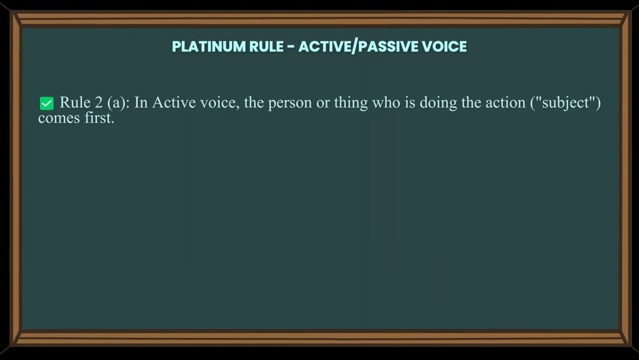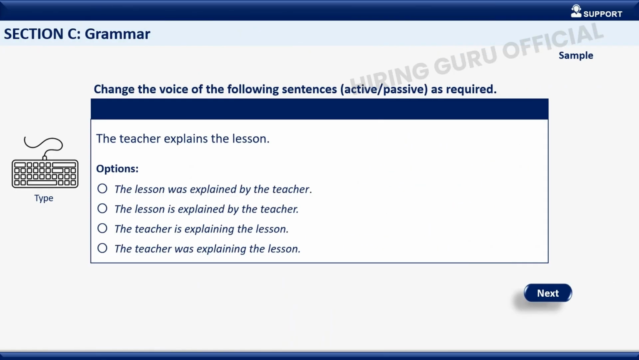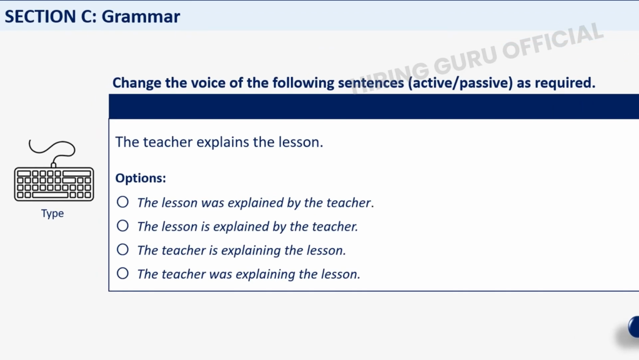Rule number 2. In the active voice, the person or thing who is doing the action, which is called the subject, comes first. But in the passive voice, the person or thing receiving the action, which is called the object, comes first. Let me explain this through an example. In the active voice, the sentence says, the teacher explains the lesson. In the passive voice, it will become, the lesson is explained by the teacher.